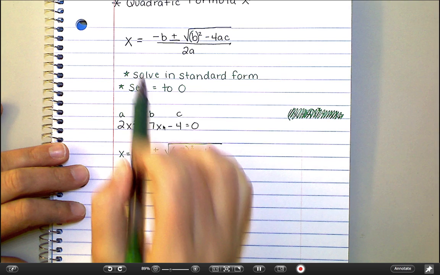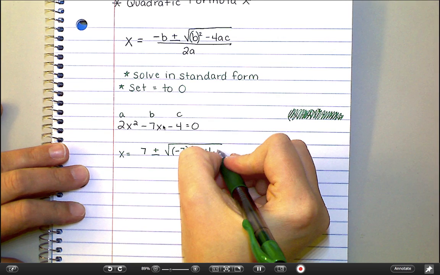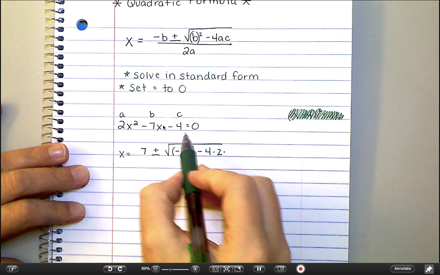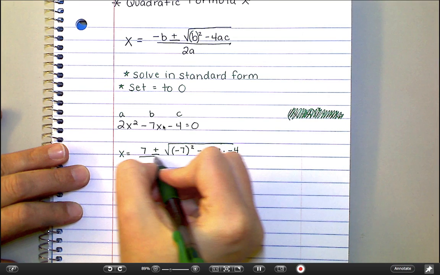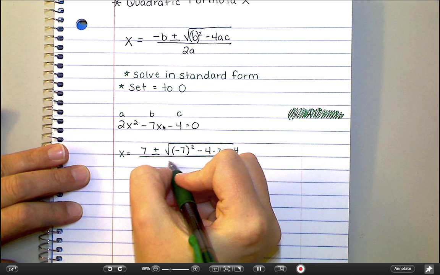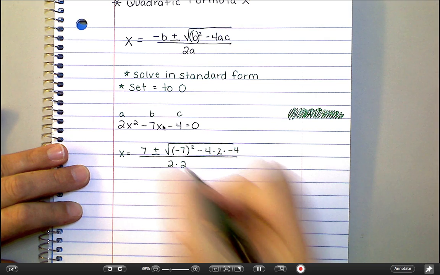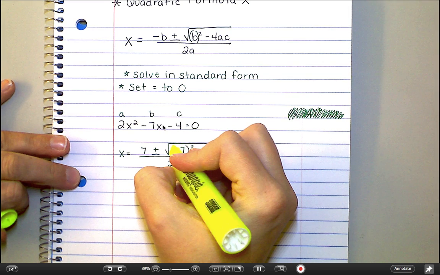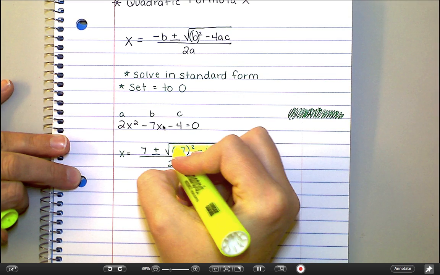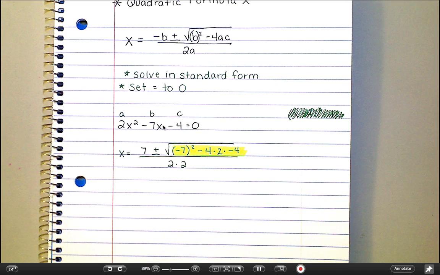4 times, and then my a value was 2. My c value was negative 4. Okay, all over 2 times my a value, which is 2. So that's just placing all the numbers in the right spots, okay? And then the first step I always take is just the stuff underneath the square root, okay? Now some of you might say, well, can't we just type it in the square root sign?